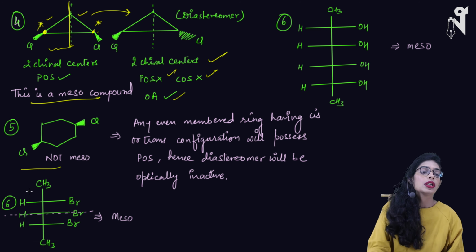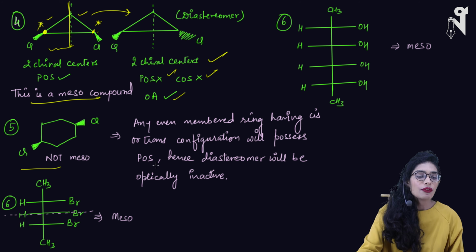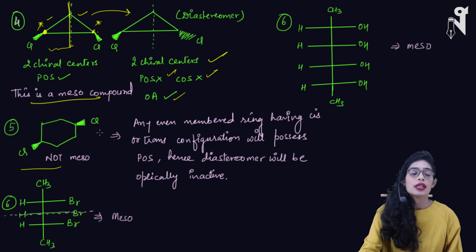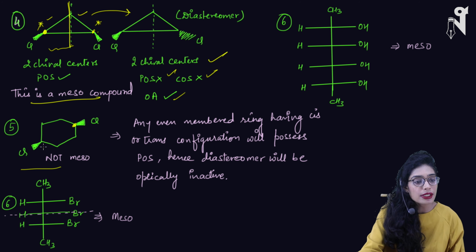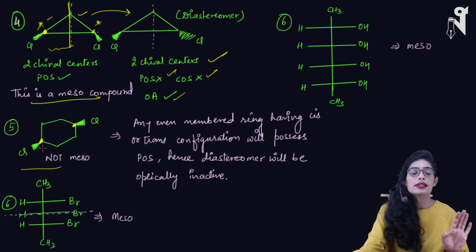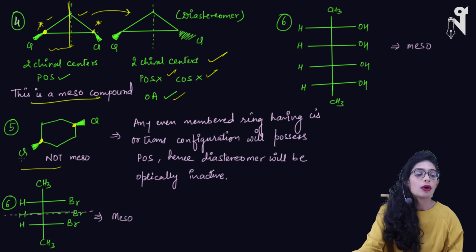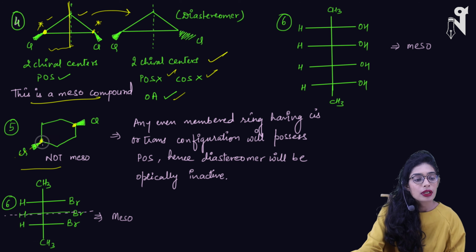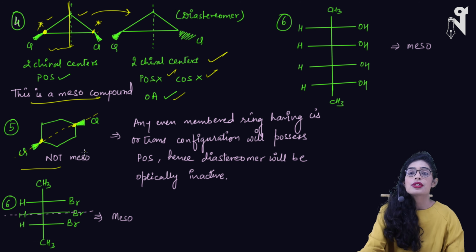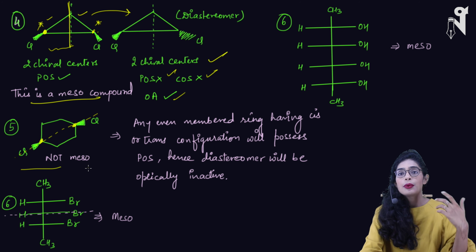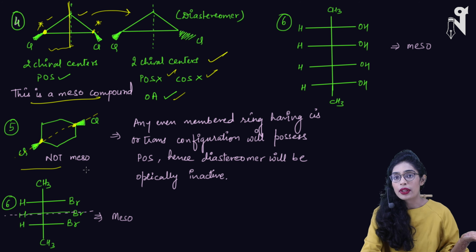Now look at the fifth compound. In the fifth compound, what is happening? First of all, we have to find out whether we have chiral centers or not. So if you look at this carbon and look at this carbon, no chiral centers at all. So first of all, chiral centers itself is not there. Secondly, when you talk about the even membered chain, though I will cut it from here and I'll get two equal halves, but because there are no chiral centers, what will happen? The possibility of this being meso is not there.